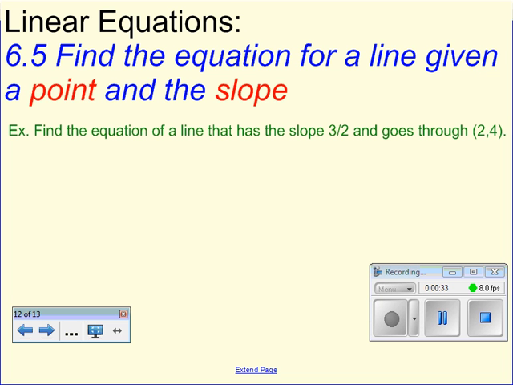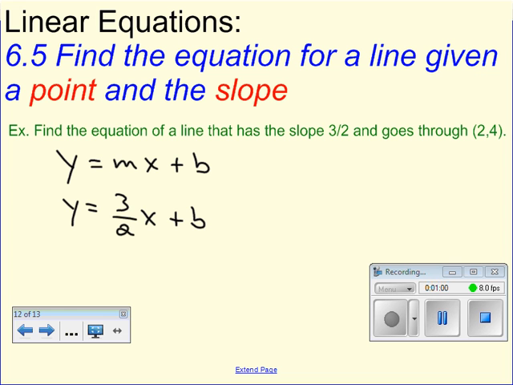So first thing I'm going to do is put just the bare bones y equals mx plus b equation that I have. So I have y equals mx plus b. Now I know the slope, so y is equal to 3 over 2x plus b, but I still don't know that b. But I do have a point, and with this point, I can now solve for b. So I have a 2 and a 4, so 2 is my x value and 4 is my y value. And I can substitute them directly into the equation I have and solve for b.